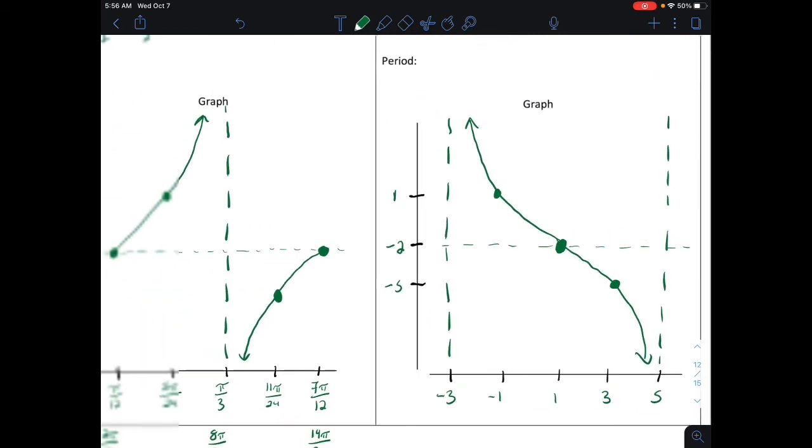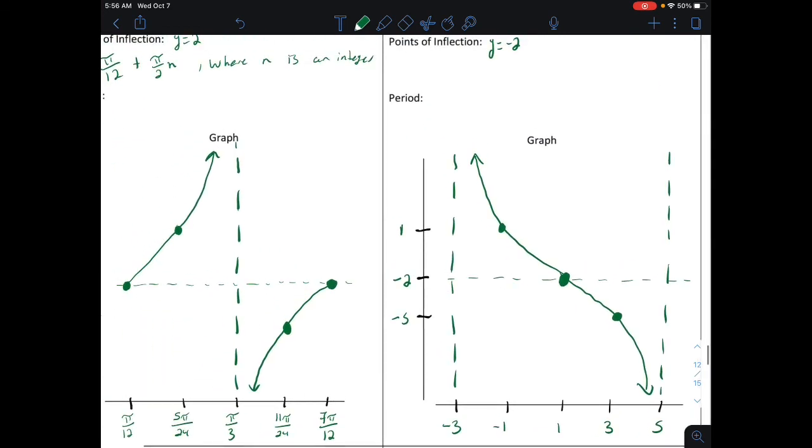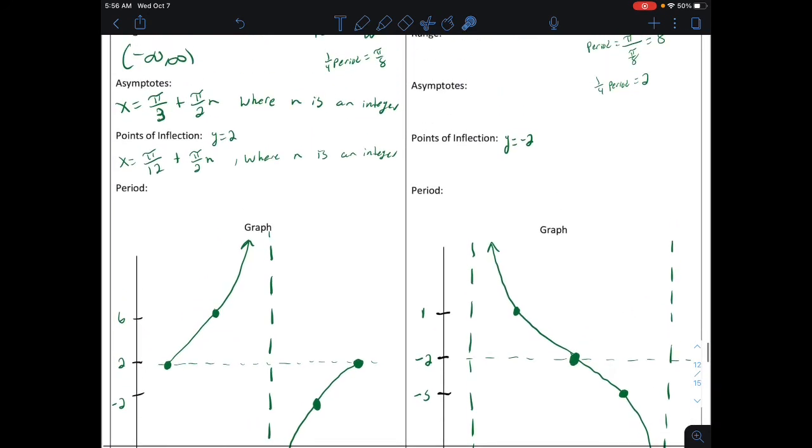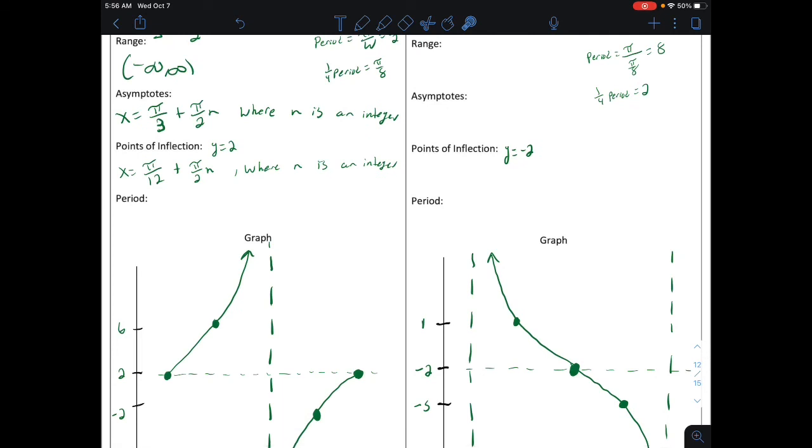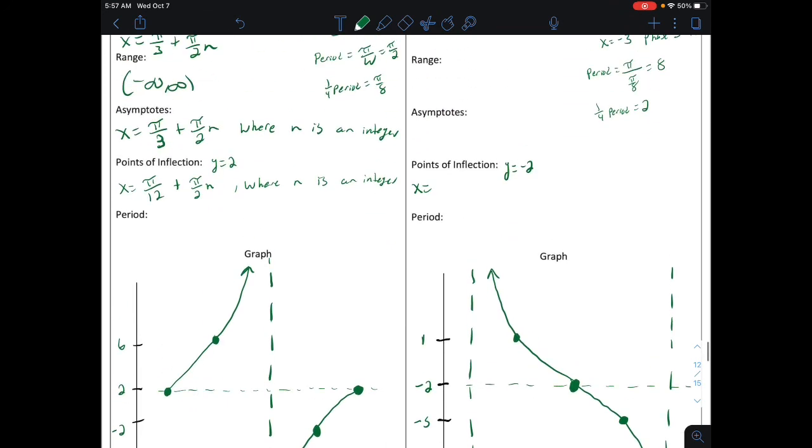Now we'll finish our analysis. And so we've already found the period. And so where do we have our points of inflection? All right, well, we have a point of inflection at x is equal to 1. And now when would the next one happen? Well, the next one would happen one full period away from that point to either the right or the left. And we've already figured out that our period is 8 units. So we can write an equation to represent that. Our points of inflection would be at x is equal to 1 plus our period times n, so 8n, where n is an integer.